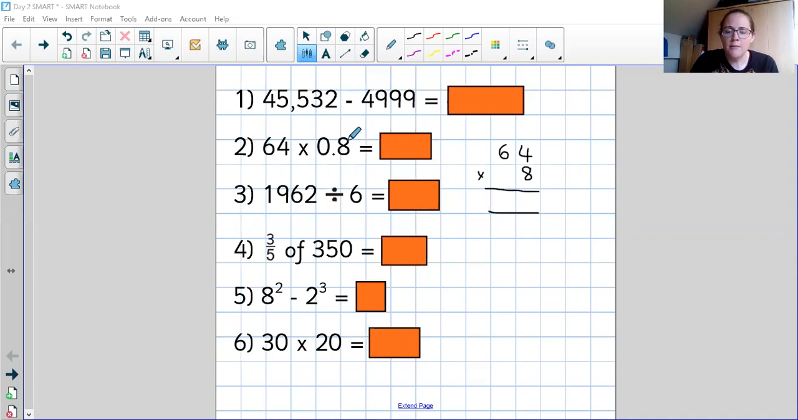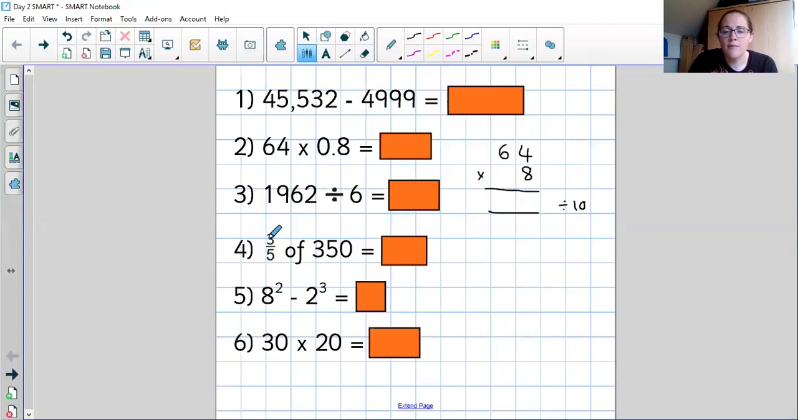when we multiply by 0.8, we multiply by 8, so 64 multiplied by 8 using a column multiplication. But because the 0.8 is 10 times smaller than 8, been divided by 10, we will then need to divide our answer by 10 to find the answer to 64 multiplied by 0.8. Number 3 will be a short division.